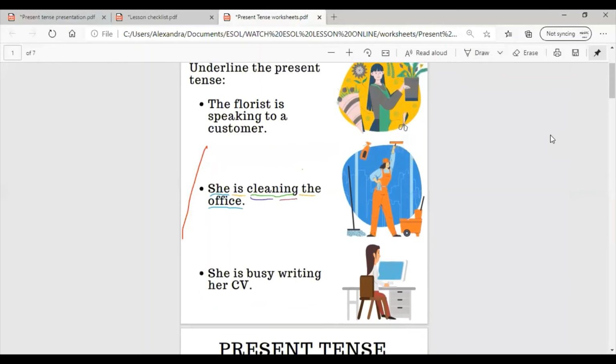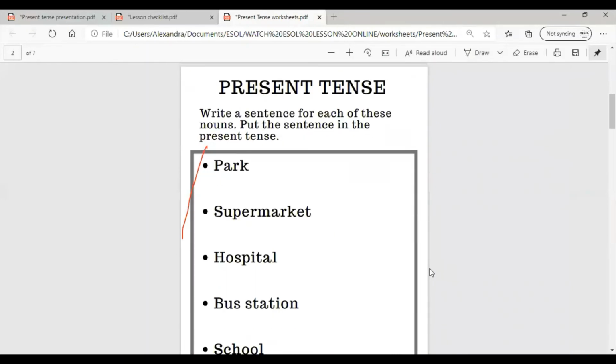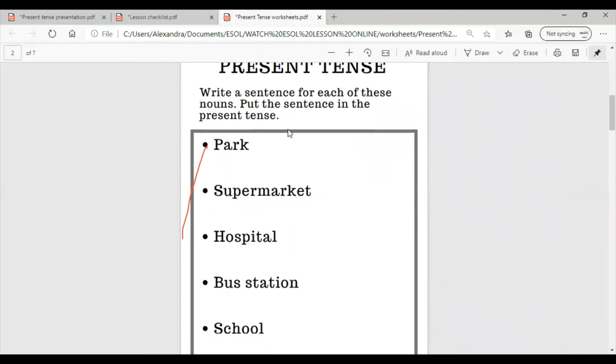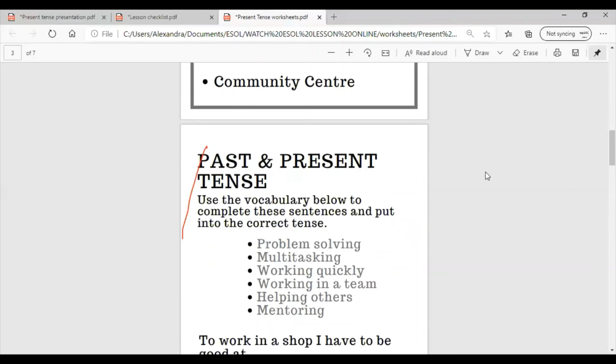But these sentences are quite straightforward. You should be able to do these ones quite easily. This next one, you're going to be writing a sentence for each of these nouns. Put the sentence in the present tense. So you're going to pick a place, and you might write, I am going to the park today. That would be something in the present. Or actually, I'm going to the park now. That would be the present tense. Or I am shopping in the supermarket. That would be a sentence in the present tense.